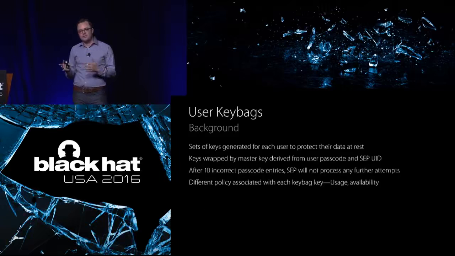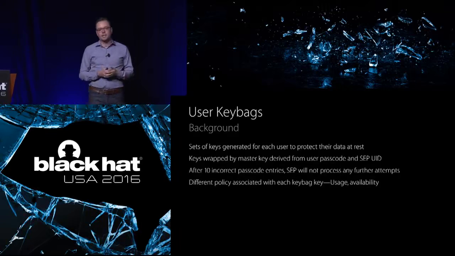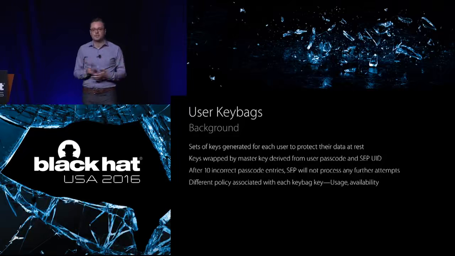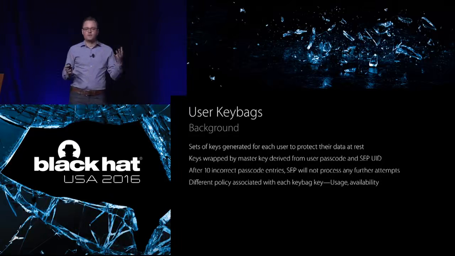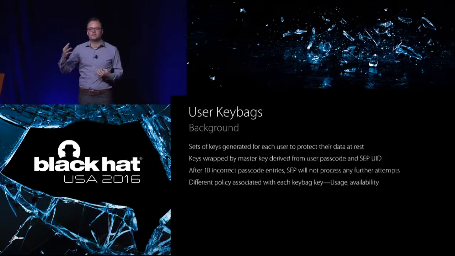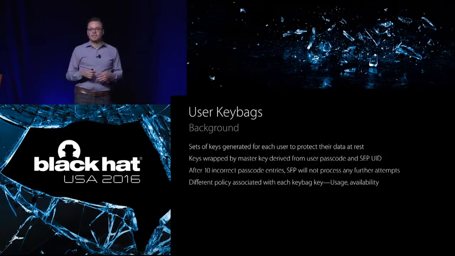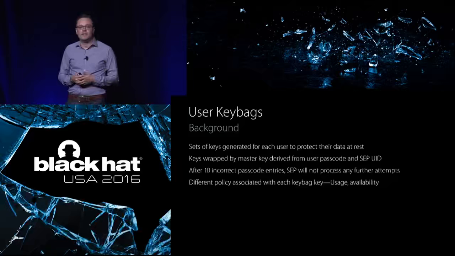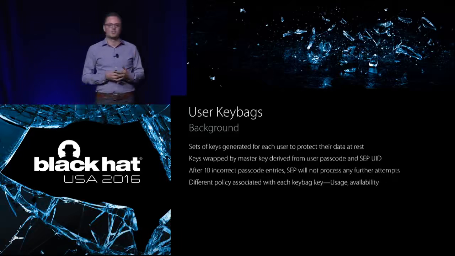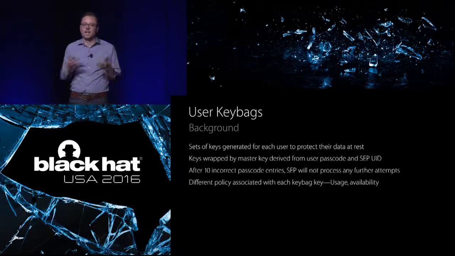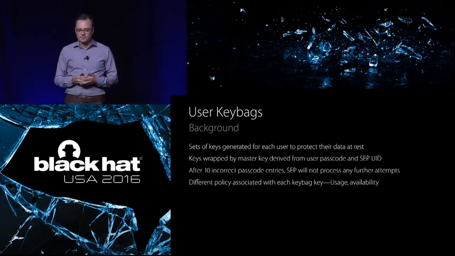And when it comes to keys that are actually used to directly protect user data, we group them in what we call user key bags. So user key bags are sets of keys generated for each user, and they're wrapped by a master key, which is derived from a combination of the user passcode and the UID key in the hardware. So this lets us make the case that after 10 incorrect passcode attempts, the SEP will simply refuse to process any further attempts. And so long as it refuses to do so, as it's the only thing that can ask for cryptographic operations to take place on the UID key, it is not possible to make any more attempts.